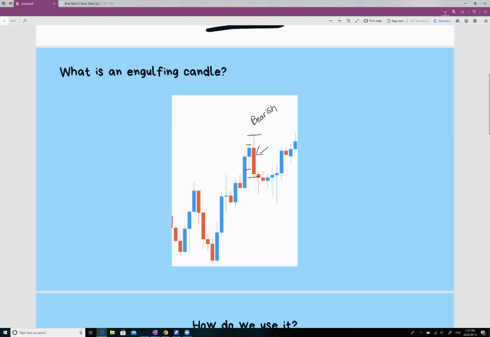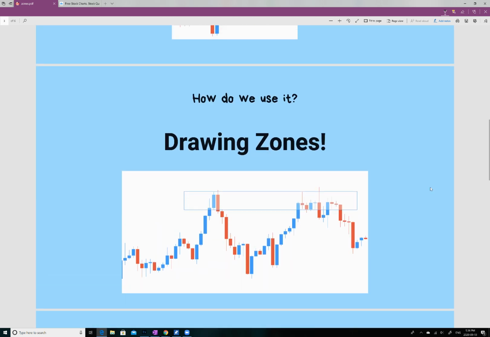That's not a rule I have for myself because the way I use the engulfing candle is to draw zones. So I'm not that picky. However, you can feel free to use it however you'd like. And that is essentially what an engulfing candle is. So again, it's just when you have one candle here and it gets swallowed up by the next candle, okay? Just like that. Now, how do we use it?